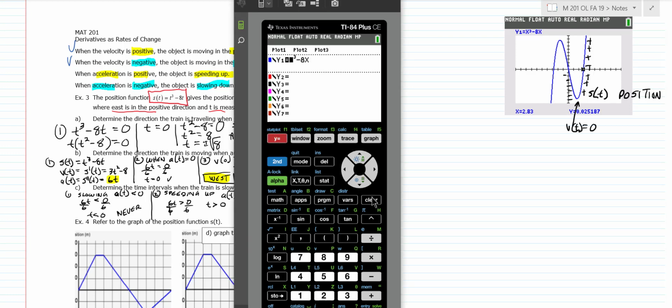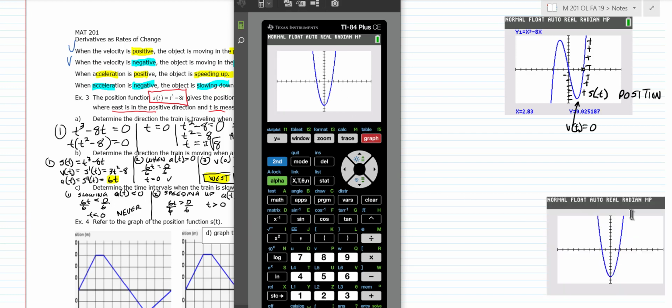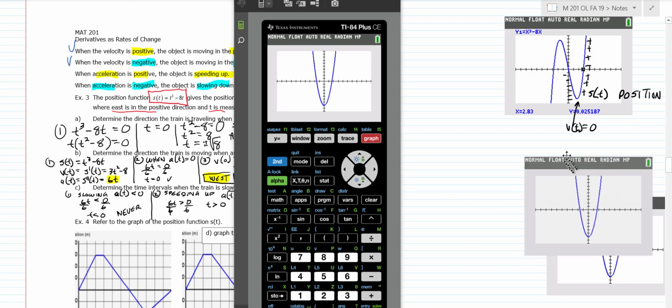So I'm going to take this off. The velocity function was the first derivative of this, so that was 3t to the second minus 8. So I'm going to put in 3x to the second minus 8, and just graph in the same window. So this is a graph of the velocity function.